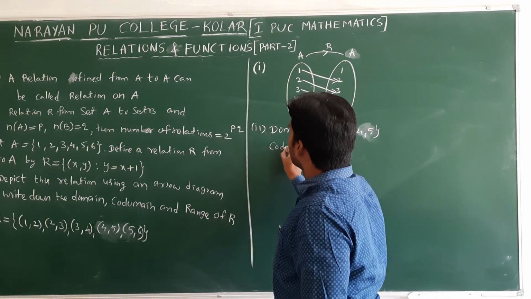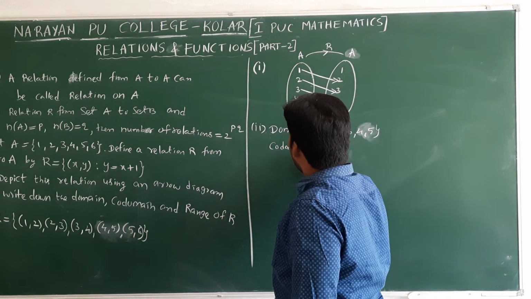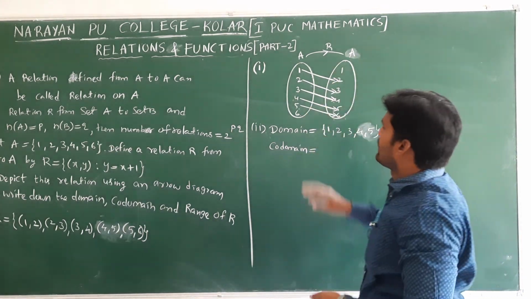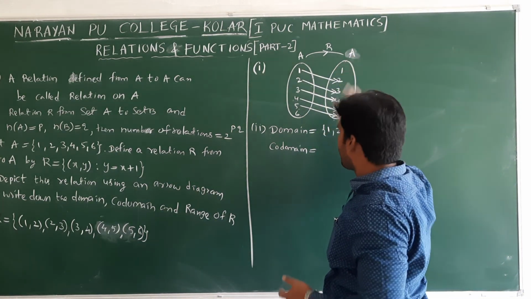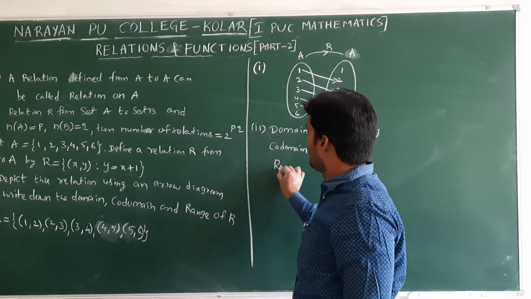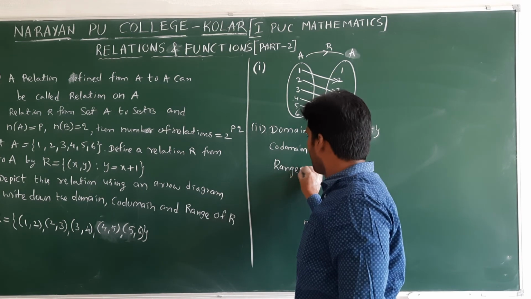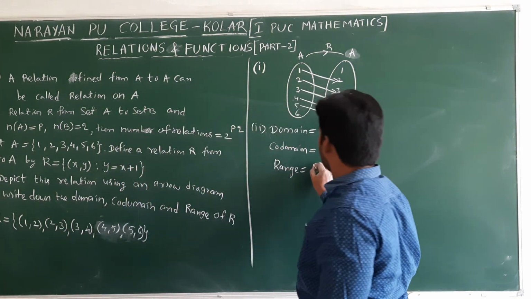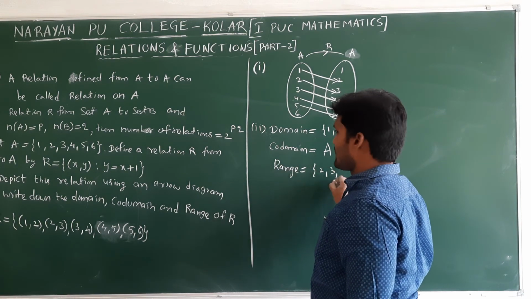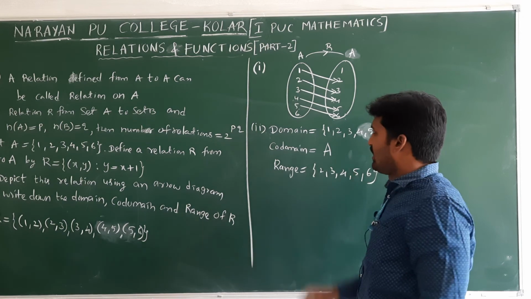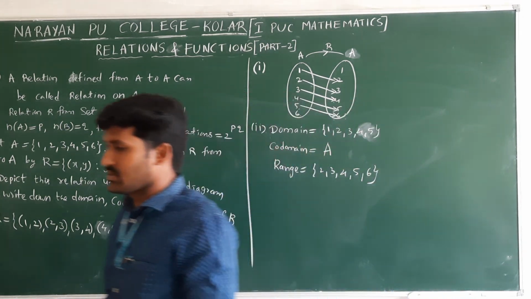Next, codomain. Codomain means the second set. Now in the place of the second set, what is there? The A set. That's why the complete A set is the codomain. Now what is a range? Range means the set of second elements in the order pairs. The second elements are 2, 3, 4, 5, 6. This is the domain, codomain and range.